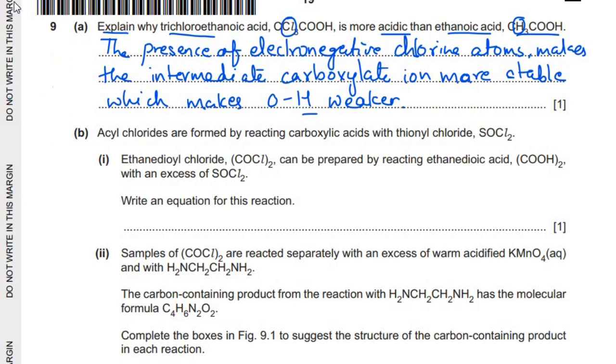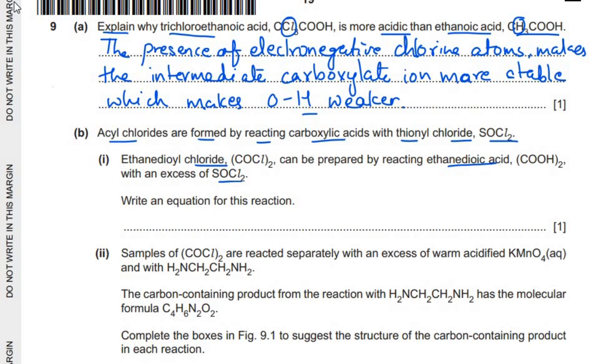Okay, so let's go ahead with the B part, where acyl chlorides are formed by reacting carboxylic acids with thionyl chloride, SOCl2. Now the ethanedioyl chloride, that is (COCl)2, can be prepared by reacting ethanedioic acid with excess SOCl2. Write an equation for this reaction.